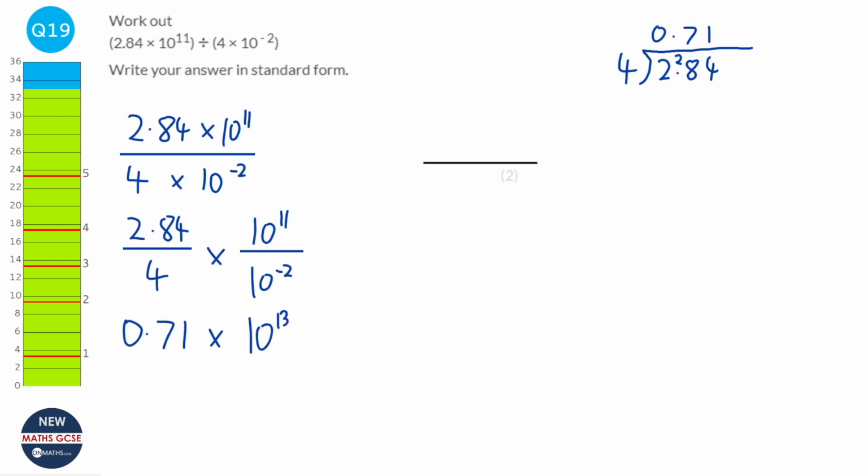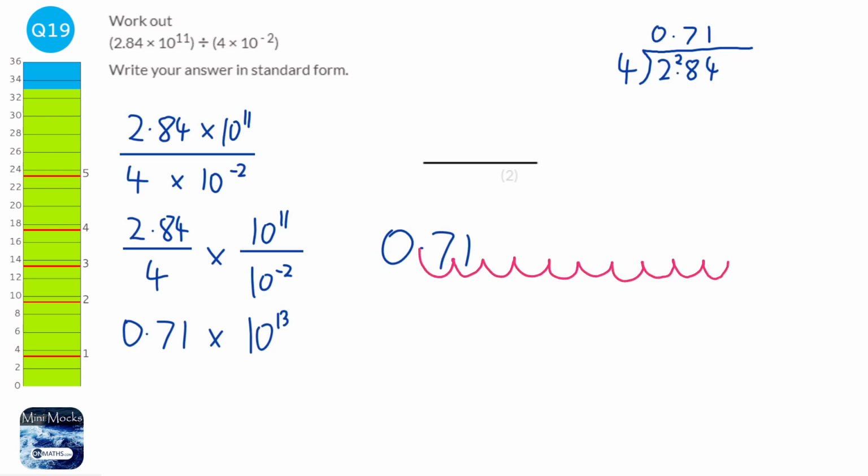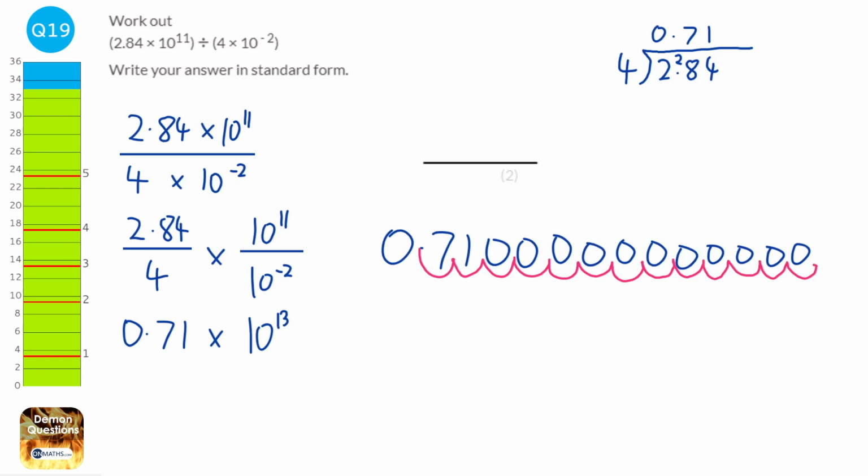Now we've got a bit of a problem here, because standard form must have a number between 1 and 10, and not including 10, at this position here, and this is obviously less than 1, so we need to convert this into standard form. So what we can do is just write the number out again. So I'm going to write this as an actual number, so it's 10 to the power of 13, so it would be 1, 2, 3, 4, 5, 6, 7, 8, 9, 10, 11, 12, 13. Fill in the zeros. So it would be 7, 1 and all those zeros.